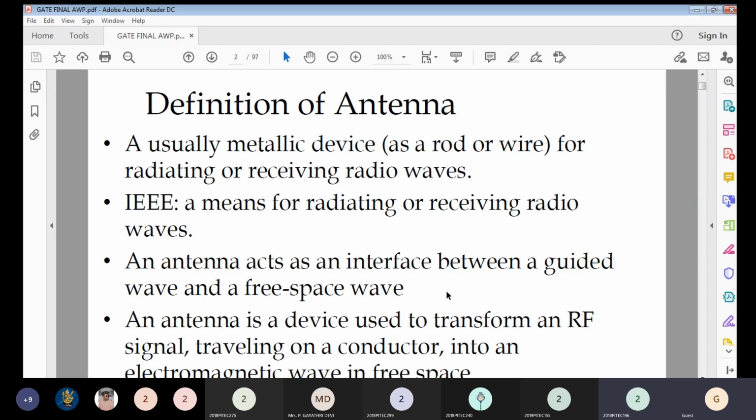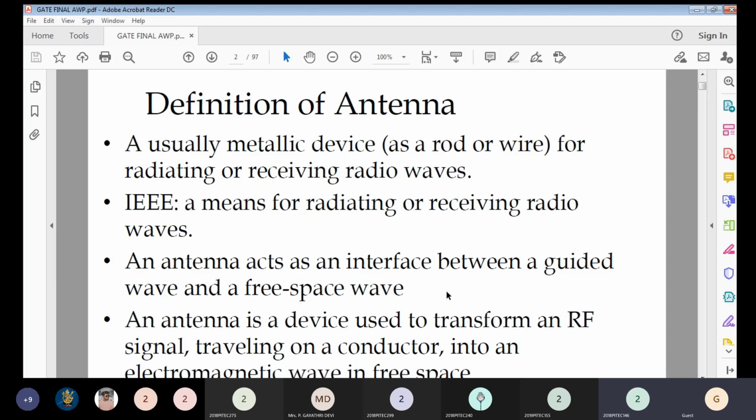Comparing wired communication and wireless communication, we can find the major drawback in wired communication: we cannot transfer the signal over long distances. To transfer the signal over long distances, we ultimately use wireless communication. For local area, for local use, we can use the wired communication concept. But in wireless communication, we use the concept of electromagnetic energy.